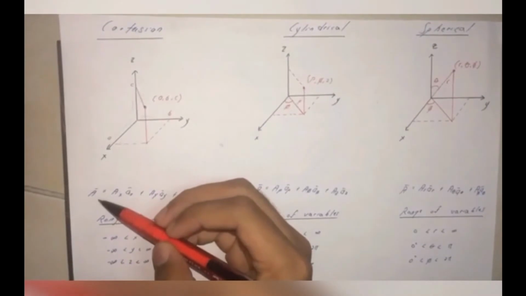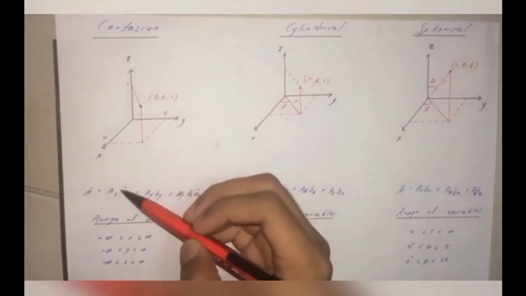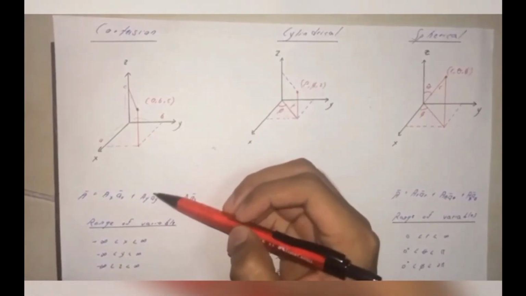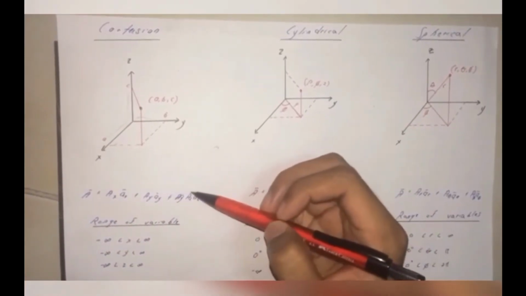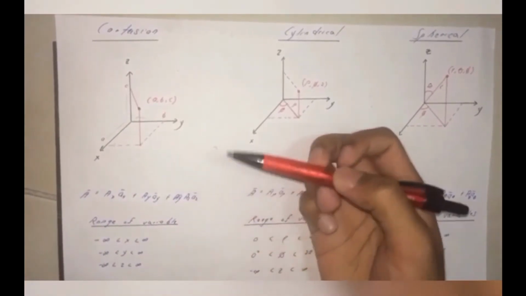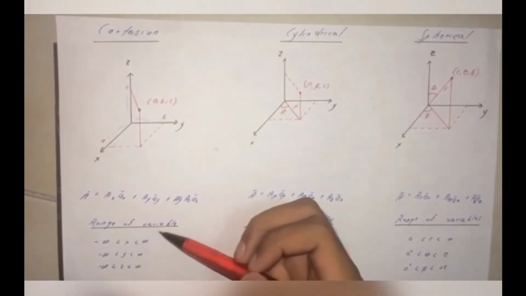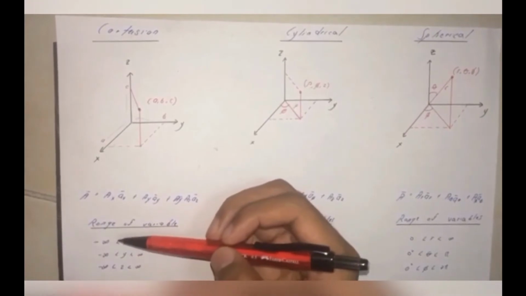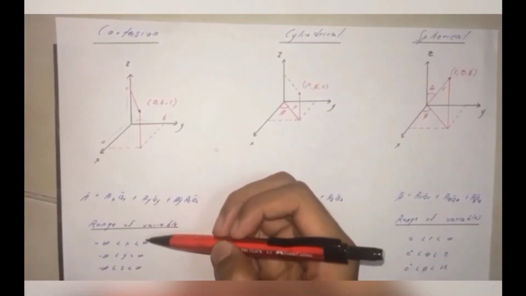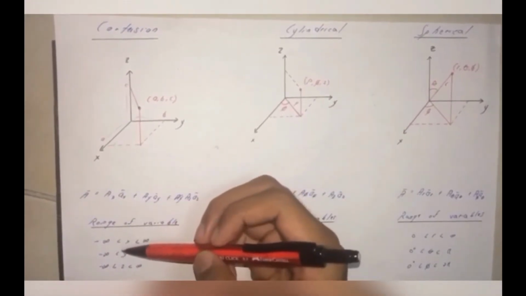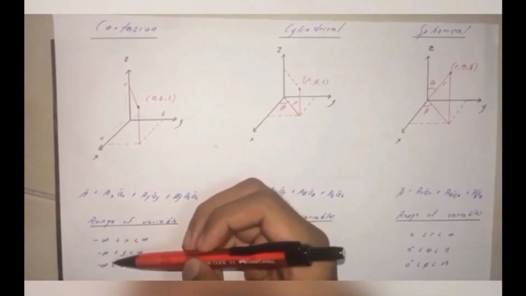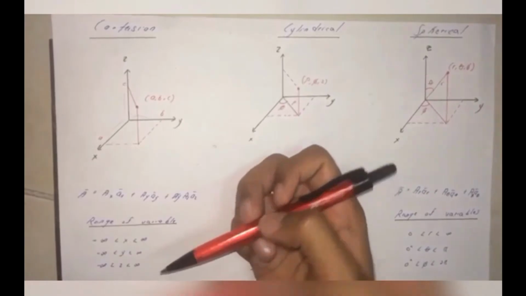Okay. Vector A is equal to Ax direction of x plus Ay direction of y plus Az direction of z. The range of variable x is between negative infinity and infinity. y is between negative infinity and infinity. z is between negative infinity and infinity.